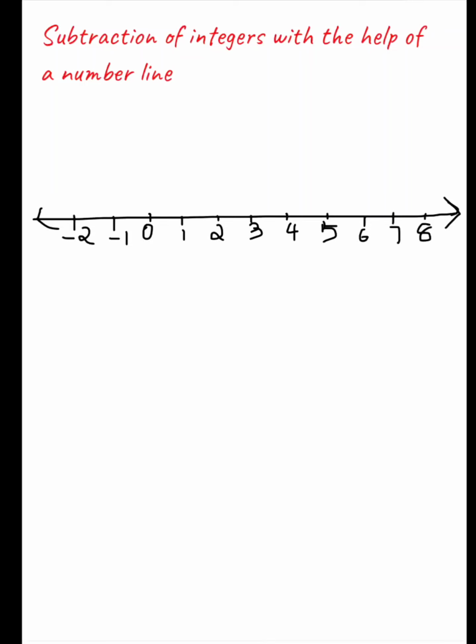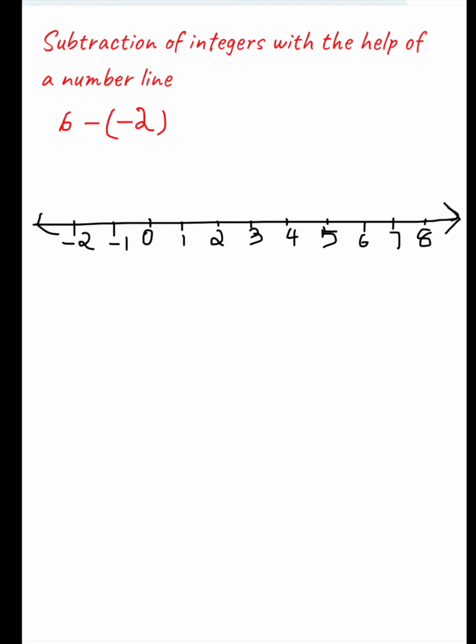In the last class we have already discussed addition of integers, and now we will be discussing subtraction of integers with the help of a number line. Okay, so let's take an example and see what happens when we are subtracting two integers. Let's take 6 minus minus 2. So 6 minus minus 2. This is the question.